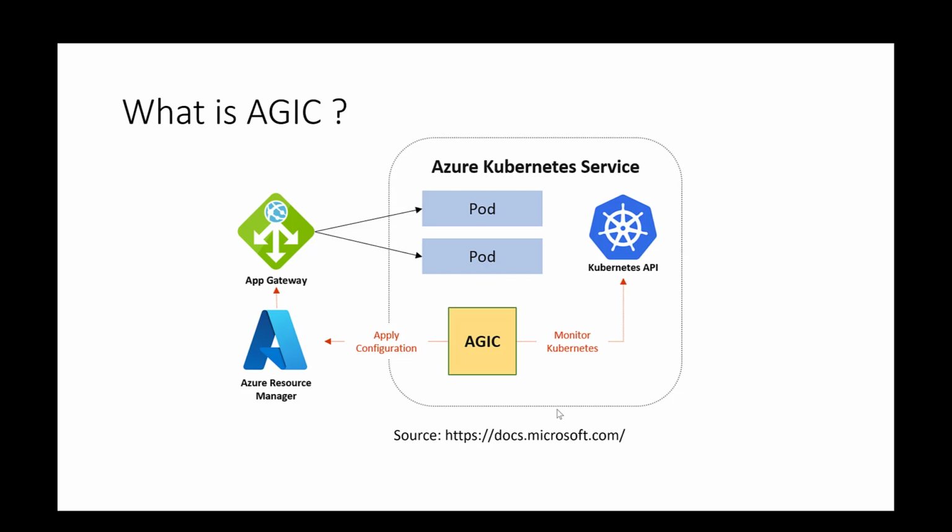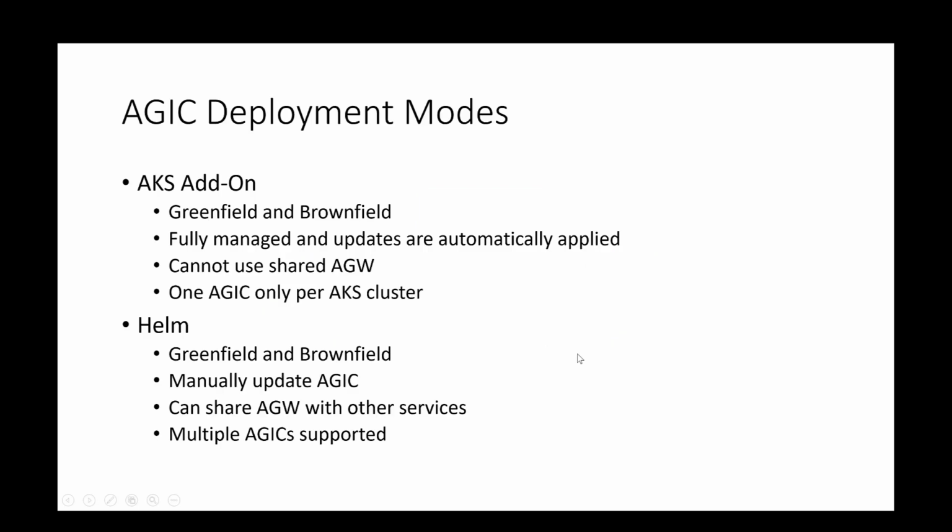And then Azure Application Gateway would be able to access the pods and provide access to the outside services via the public IP or the private IP of the Application Gateway. There are two modes you can use to deploy Application Gateway Ingress Controller into AKS. One is as an AKS add-on, which will support greenfield and brownfield deployments.